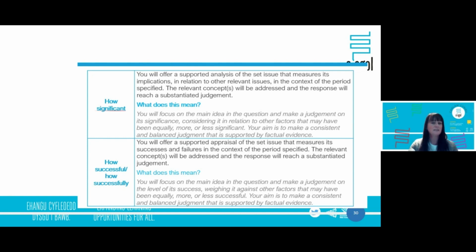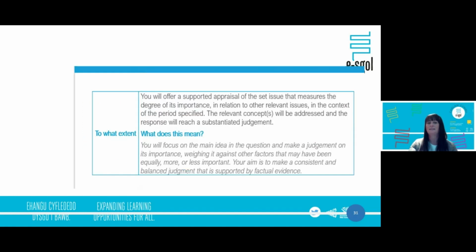You might have how successful or how successfully, and this means you look at the main idea in the question and you make a judgment on the level of its success, and then you weigh it up against other factors that may have been equally, more or less successful, and then you give that really important, consistent, balanced judgment that is supported by factual evidence that you bring into your answer.